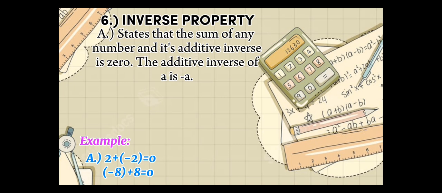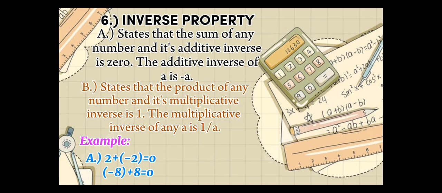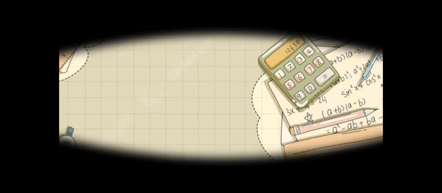And also, inverse property states that the product of any number and its multiplicative inverse is 1, and the multiplicative inverse of any A is 1 over A. For example, 5 times 1 over 5 is equal to 1, and negative 3 times 1 over negative 3 is equal to 1. Remember that any number that is multiplied by its multiplicative inverse, the answer is 1.